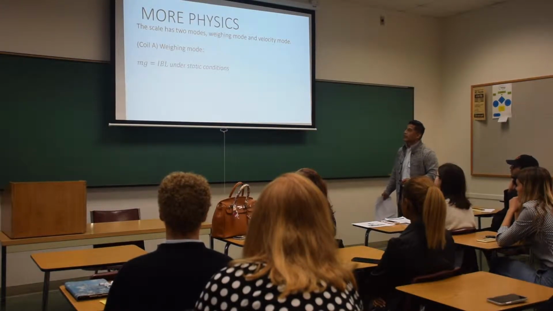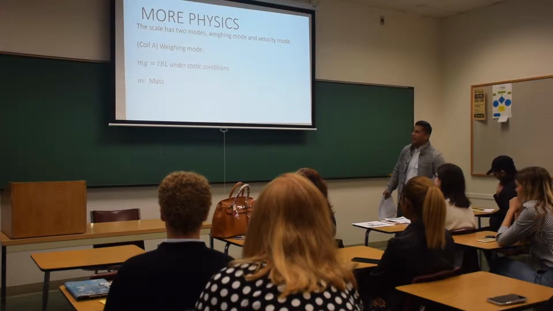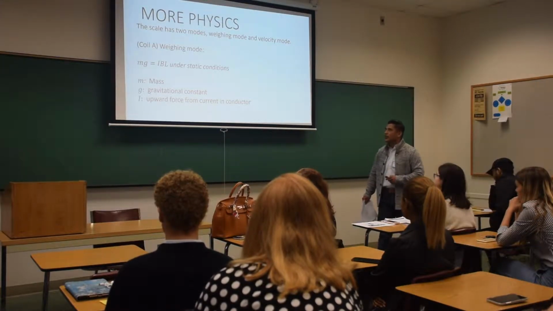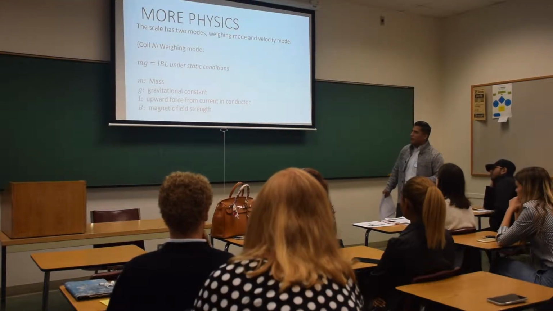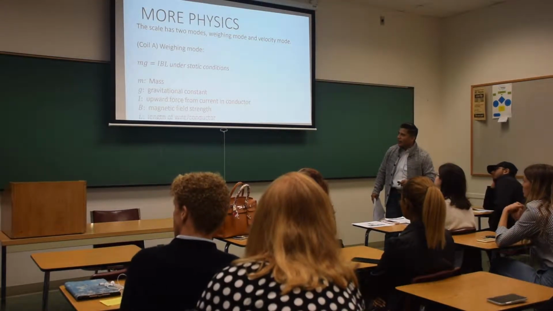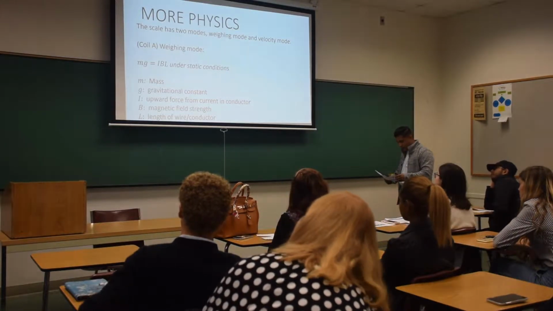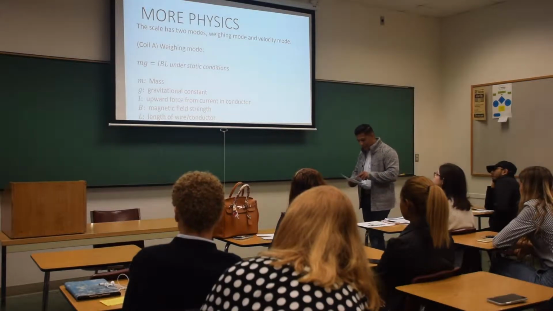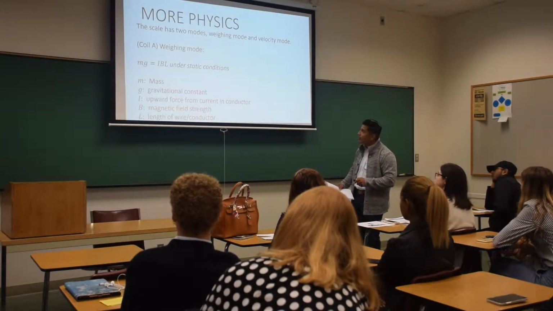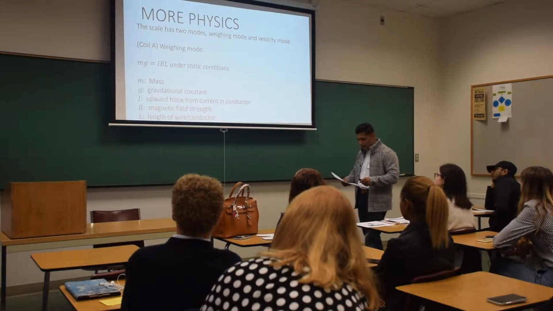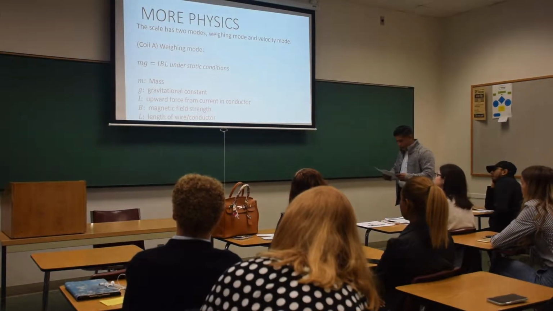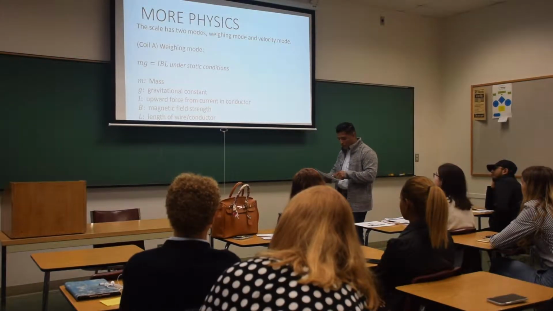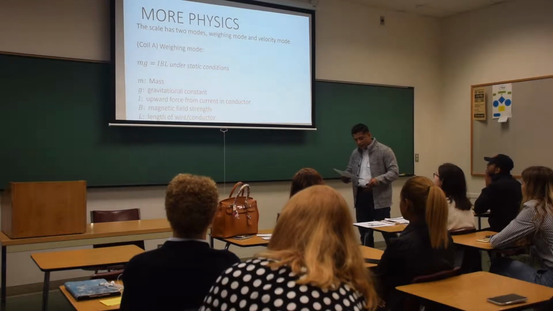The weighing mode. So what you're going to have is mass times gravitational constant equals the upward force of the current in the conductor times the magnetic field strength times the length of wire of the conductor. The problem that we have here is that it's easy to calculate for I, but not for B times L. So one way around this is using velocity and voltage.